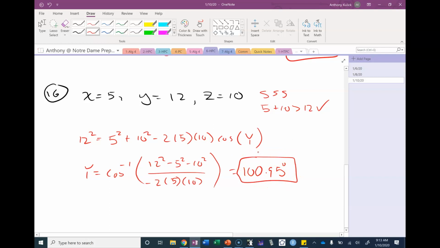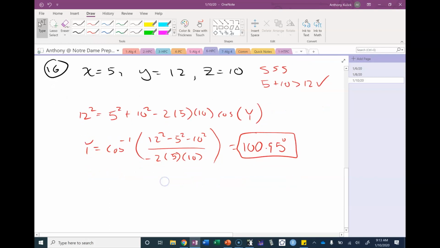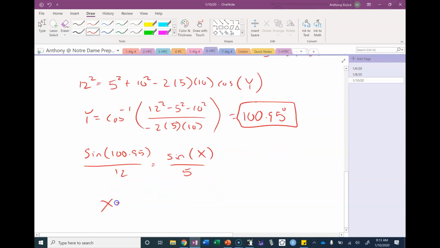Now I can either solve for angle x or angle z next. It doesn't really matter. To solve for angle x or angle z, I could use law of sines or I could use law of cosines. It doesn't really matter. I think law of sines is a little bit faster because there's less writing to do, so that's what I'm going to use. So I'm going to have sine of 100.95 over 12 is equal to sine of x over 5. When I cross multiply, divide, and take the sine inverse, I get x is sine inverse of 5 times sine 100.95 divided by 12.